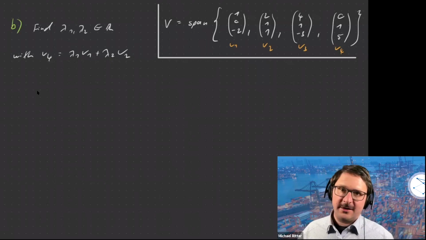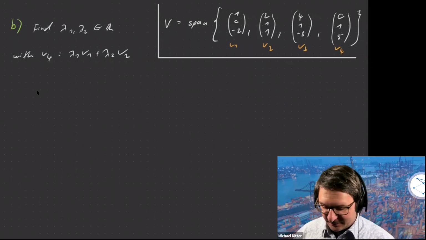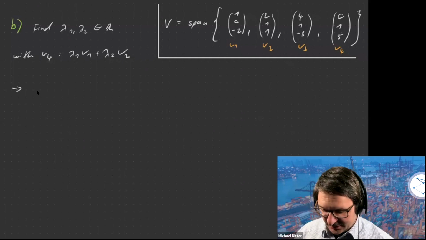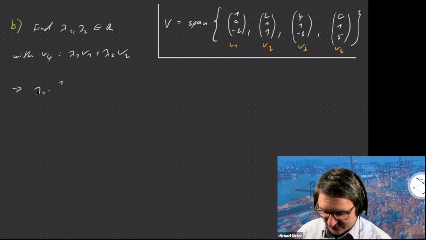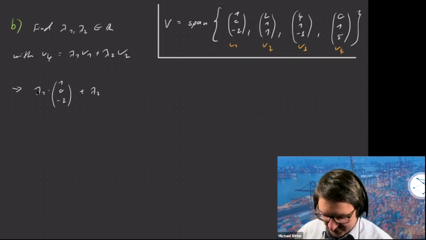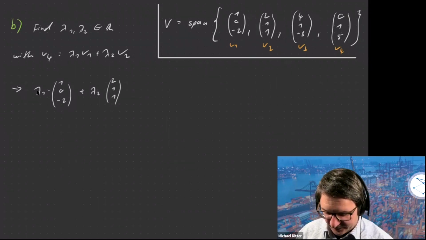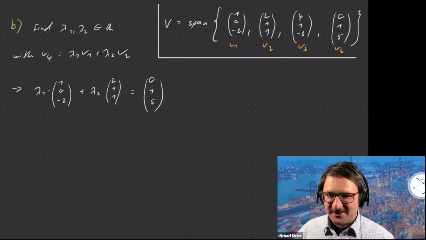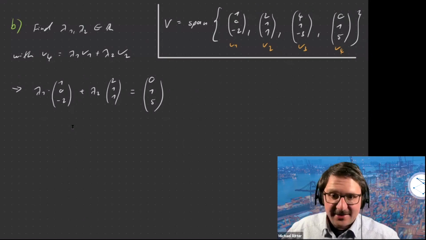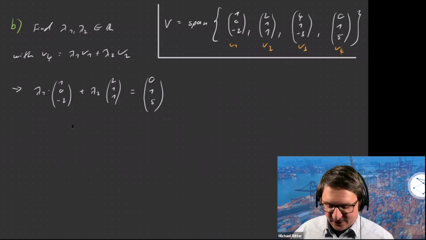So basically, it's the same thing as before. We need to solve a system of linear equations. That looks like lambda 1 times v1, where v1 is (1, 0, -2), plus lambda 2 v2, that is (2, 1, 1). And the right-hand side is now v4, which is (0, 1, 5). Once again, we have to find lambda 1, lambda 2 with this property. And again, that just amounts to solving a system of linear equations.